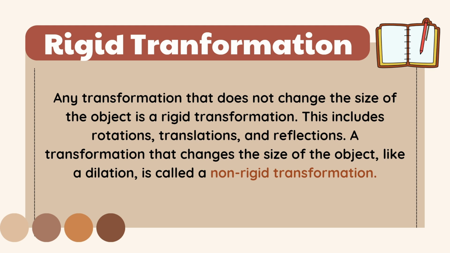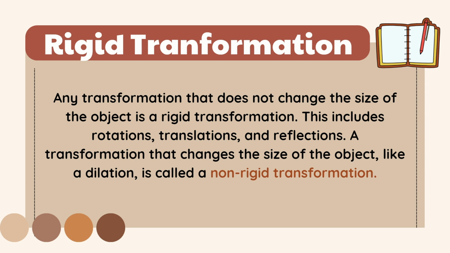Okay, so rigid transformation. Any transformation that does not change the size of the object is a rigid transformation. This includes rotations, translations, and reflections. A transformation that changes the size of the object, like a dilation, is called a non-rigid transformation.